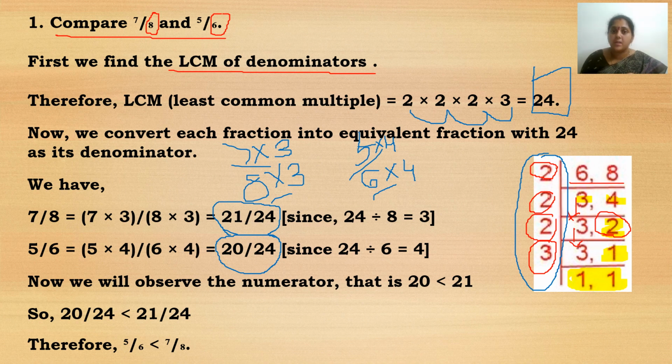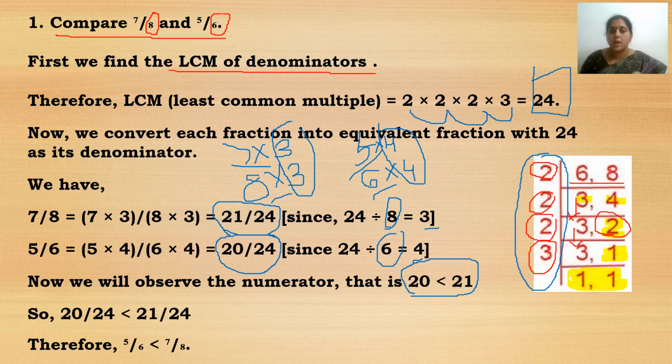How can you find out these multiplicative numbers here? Simple. Just divide the numbers. 24 divided by our denominator 8, you will be getting 3. And 24 divided by our denominator 6, you will be getting 4. By calculating this, you can multiply the numbers for getting the equivalent fraction. Now when you compare 21 and 20, 20 is less than 21. So what is our fraction here? 20 by 24 is less than 21 by 24, meaning 5 by 6 is less than 7 by 8.